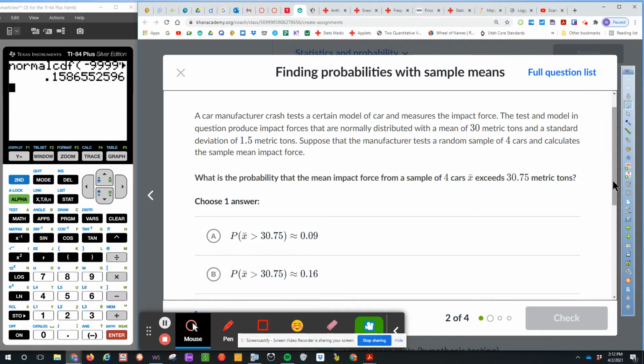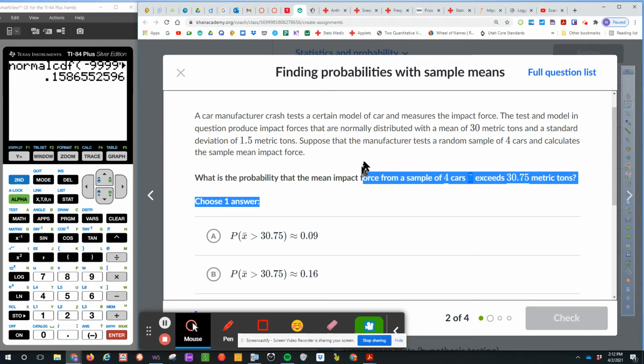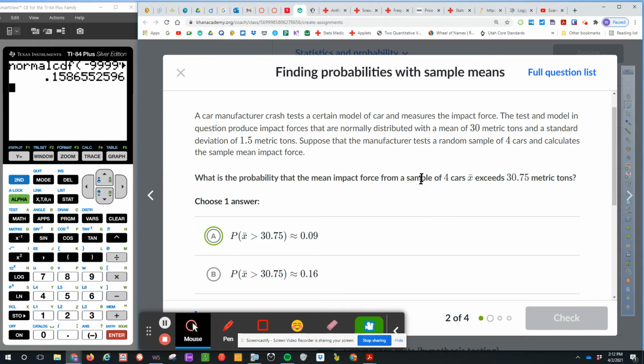Another question. A car manufacturer crash tests a certain model of car and measures the impact force. The test and model in question produce impact forces that are normally distributed with a mean of 30 metric tons and a standard deviation of 1.5. So our population is normally distributed, right, with a mean of 30 and standard deviation of 1.5. Suppose that the manufacturer tests a random sample of 4.